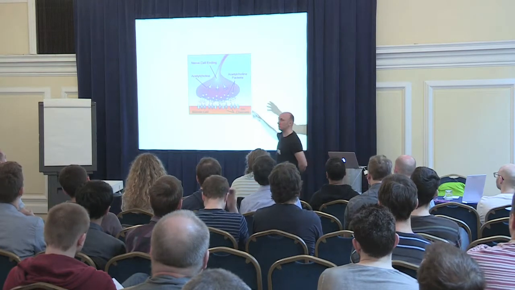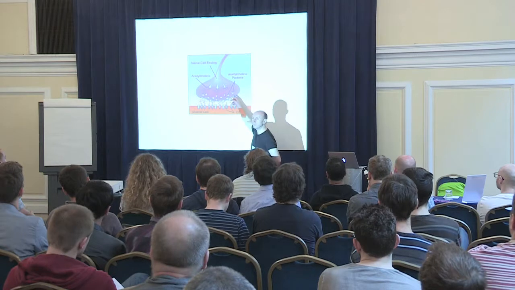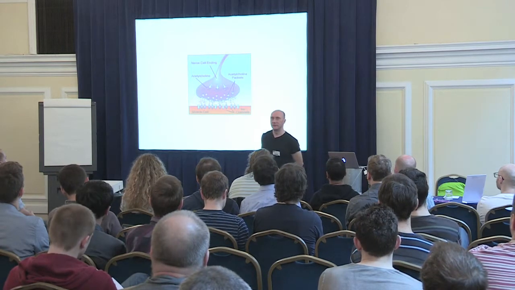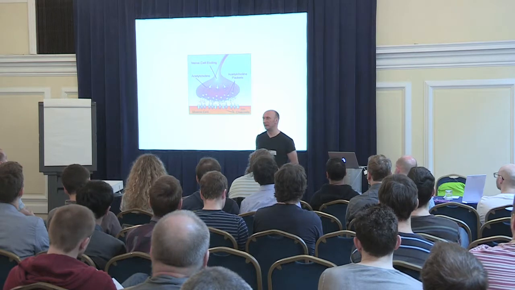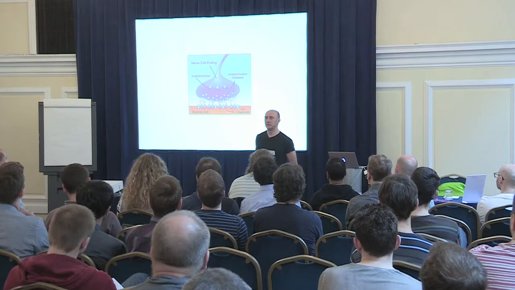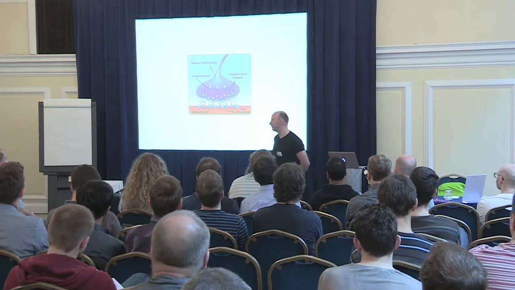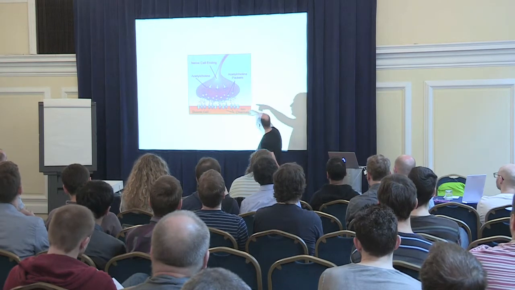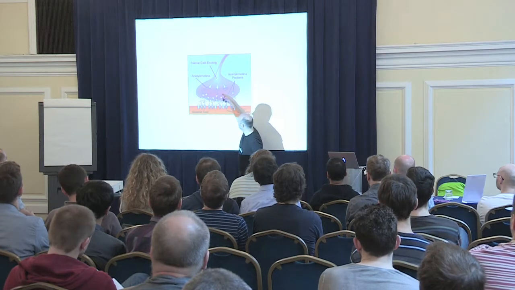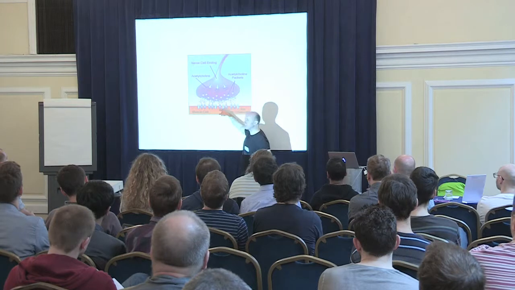See, that's two biological cells. That's a nerve cell and that's a muscle cell. And he had in mind that objects would communicate like biological cells using messages. So where's the message in this picture? It's here. It's the acetylcholine flowing from this nerve cell to the muscle cell.